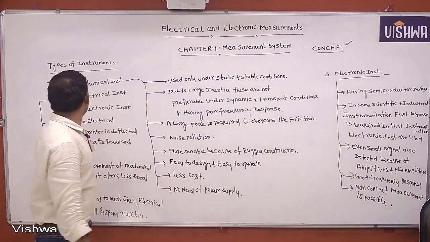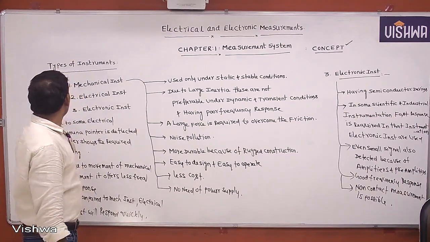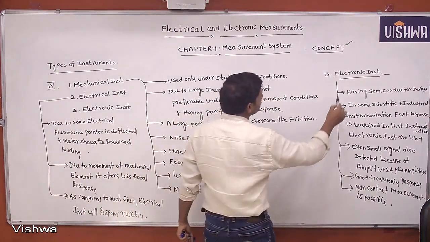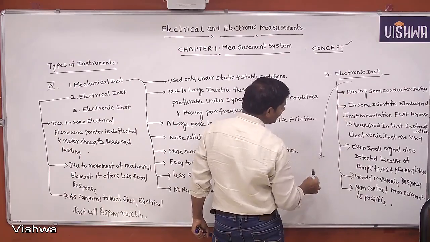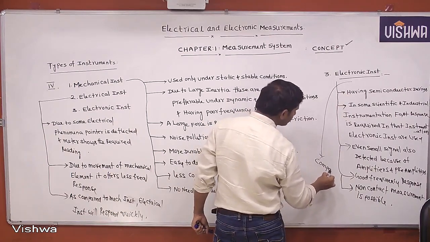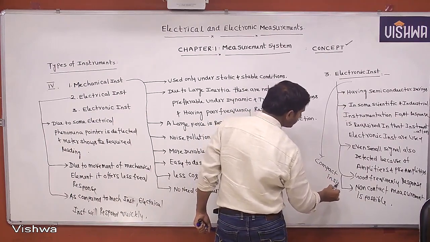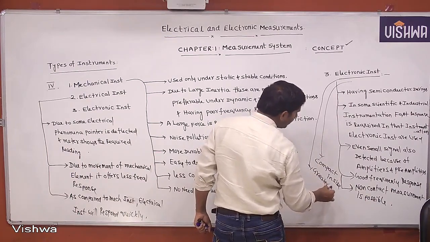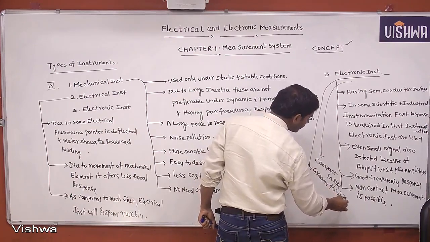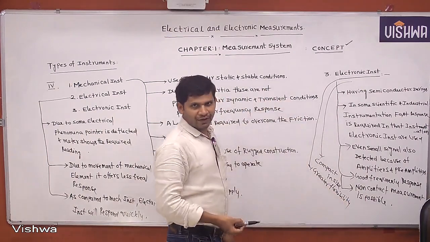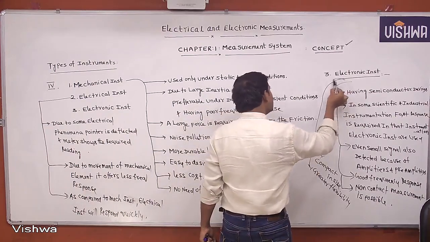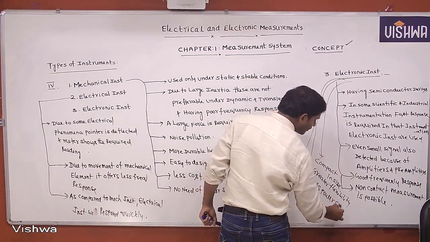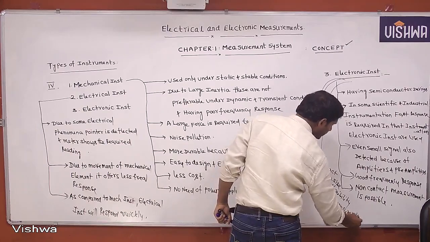Okay, this is about the fourth classification of instruments: mechanical instruments, electrical instruments, electronic instruments. Here one more point to remember. These electronic instruments are compact in size, small size. And these instruments are having greater flexibility, that is, these instruments are user friendly. And these instruments have less power consumption.